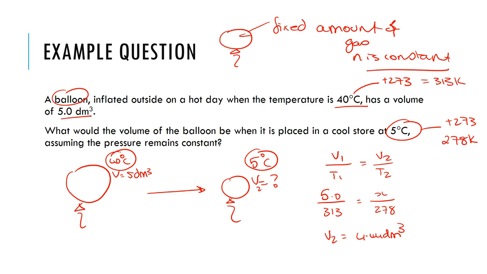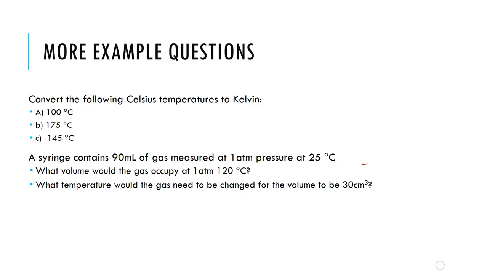Double check and see if that makes sense. So what we've done is we've taken a balloon from a hot temperature into a cold temperature, and our volume has gone from 5 decimeters cubed to 4.4 decimeters cubed. So our volume has gone down, and that makes sense according to what we should understand. If our temperature goes down, our volume should go down. Okay, so that's that one. Let's have a look at a couple of others.